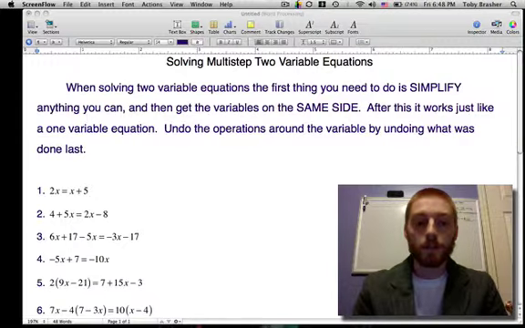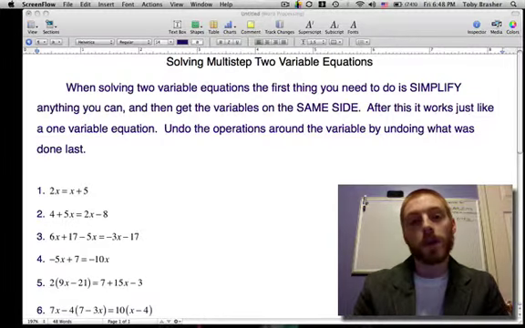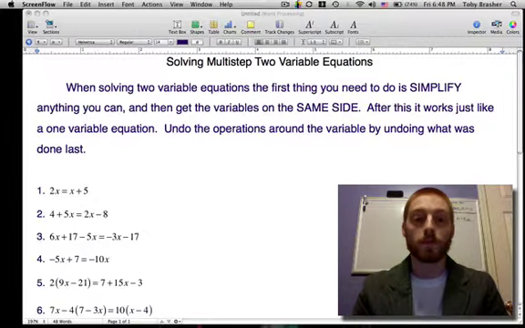When we're solving two-variable equations, the first thing we need to do is simplify anything we can. What I mean by that is, if there are like terms, like if we have x's on the same side of the equation, we can add or subtract those. Also, if there are constants that are just hanging out, we can add or subtract those, combine those in some form or fashion. If there's something like the distributive property, we can do that. Multiply the first term, multiply the second term, everything that's in the parentheses. That's what I mean by simplifying.